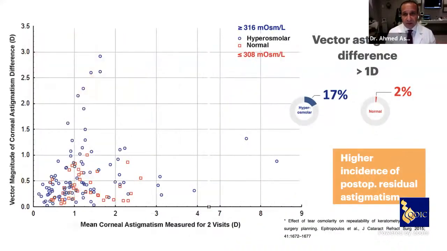And the error is not only in the mean K readings, but also regards the magnitude and the axis of the astigmatism, which is known as the vector astigmatism. And the vector astigmatism difference was more than one diopter in 17% of the hyperosmolar eyes, in blue, as you can see here, compared to only 2% in the normal eyes, in red. So this results in a higher incidence of post-operative residual refractive astigmatism in cases of toric IOL implantation.